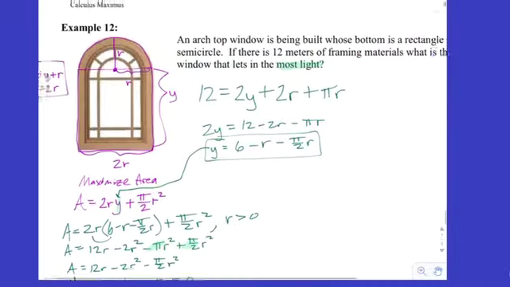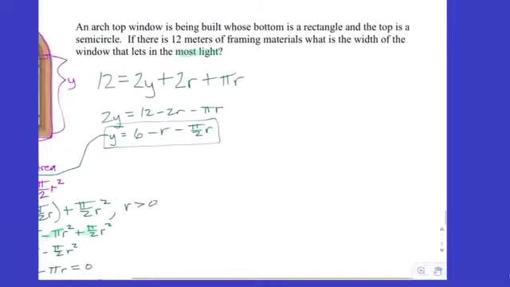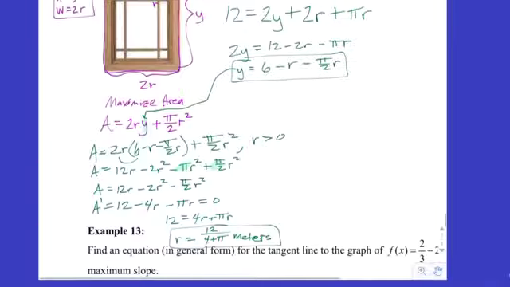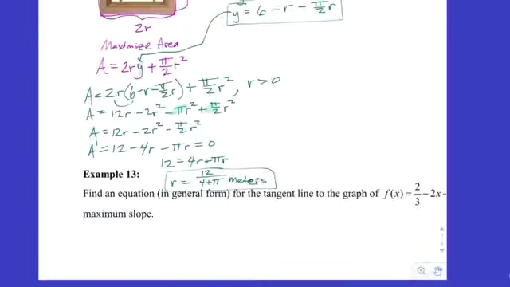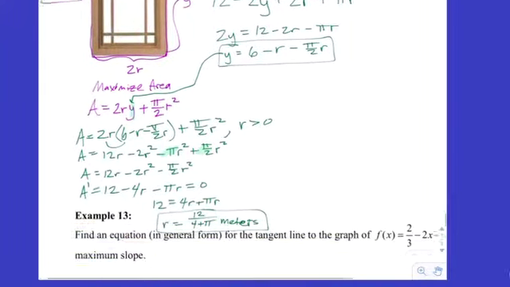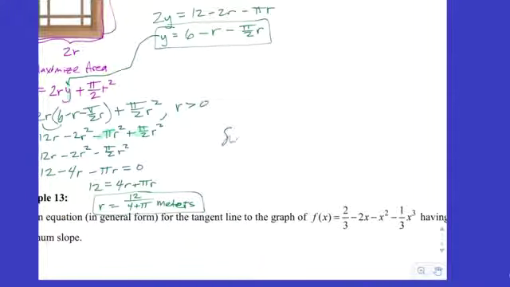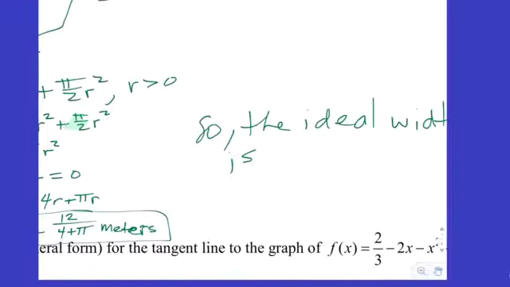All right, so now to answer the question, what is the width of the window that lets in the most light? So what do we say the width was? 2r. So the ideal width is 2 times that, which is 24 over 4 plus pi meters.